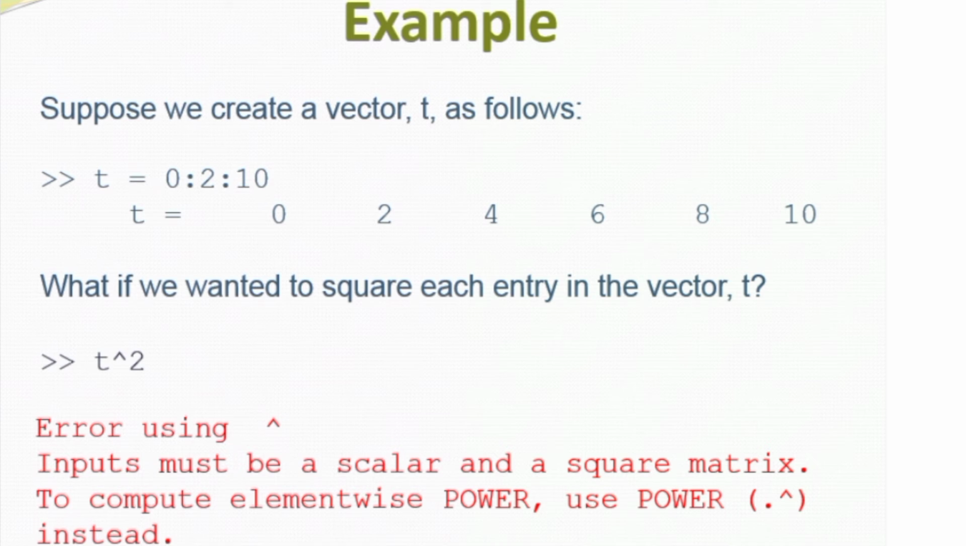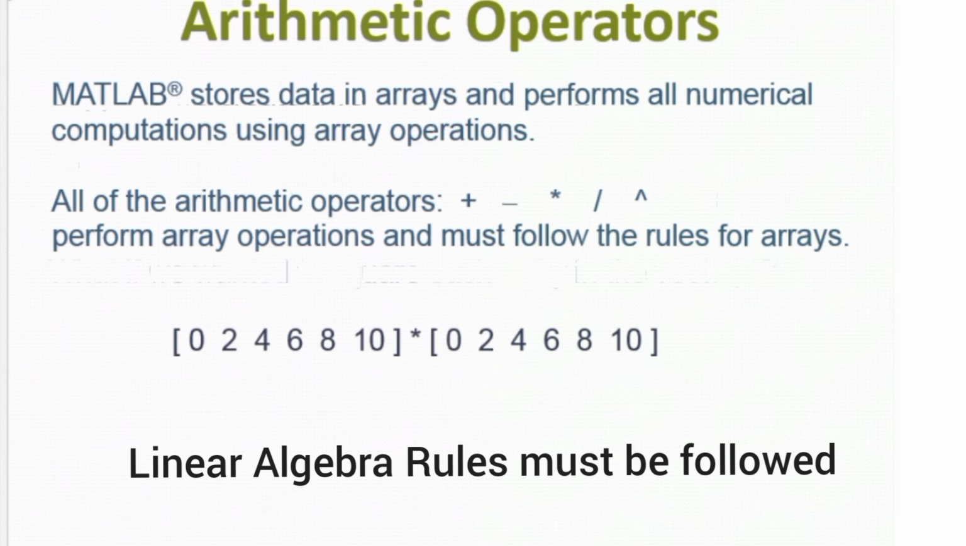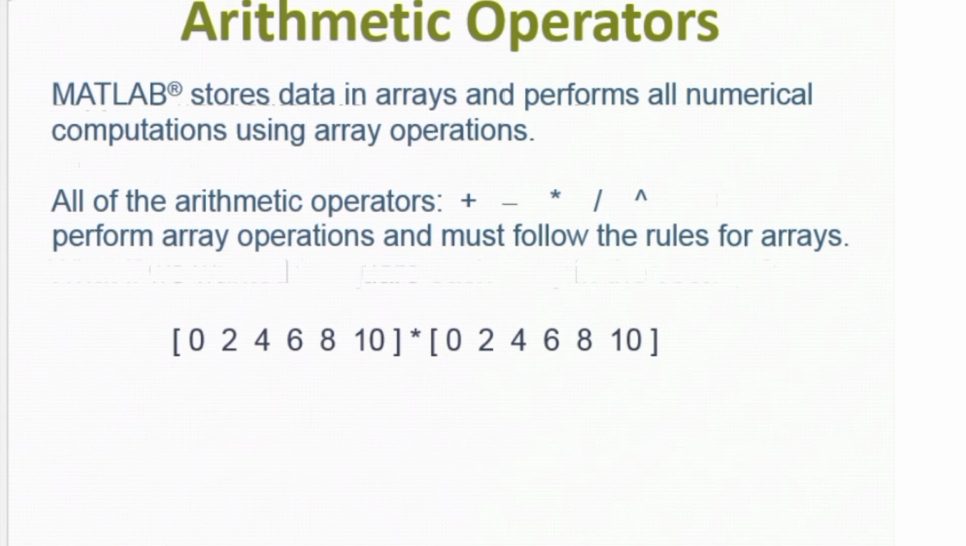So what's this all about? Matlab has a set of arithmetic operators. We talked about these in the first recitation section. It can add, it can subtract, it can multiply, it can divide, and it can take things to a power. But all of these arithmetic operators have to follow the rules for arrays. And let's see what we're trying to do here. If I'm trying to take t and raise it to the second power, t raised to the second power is the t vector multiplied by a copy of itself.